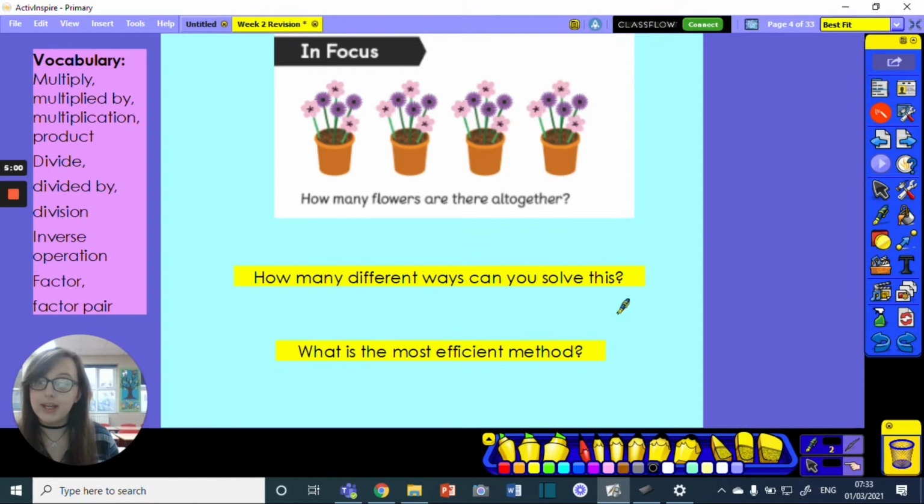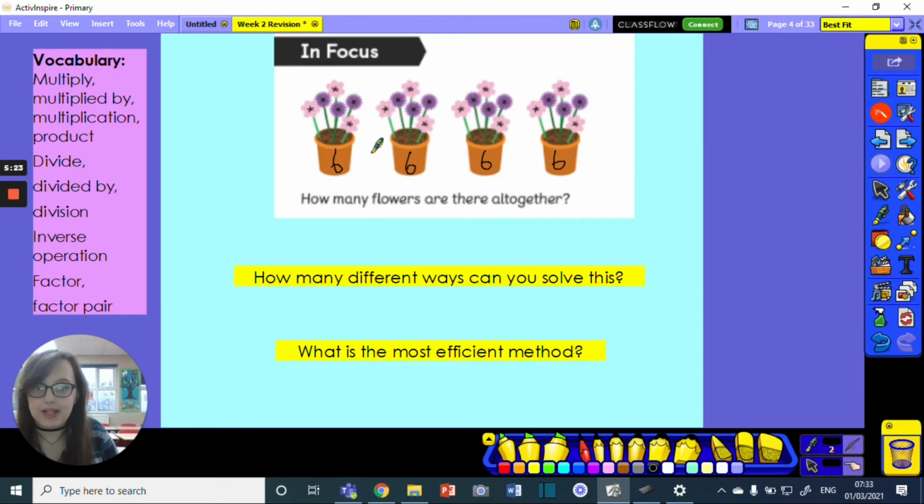If we want to be a bit quicker, a bit more efficient, we can see that each of these flower pots is exactly the same. So they're going to have exactly the same number of flowers. So I just need to count up one pot. So 1, 2, 3, 4, 5, 6. There's 6 in this pot, which means there's 6 in all of these pots because they're the same. So I can see I've got 4 lots of 6.